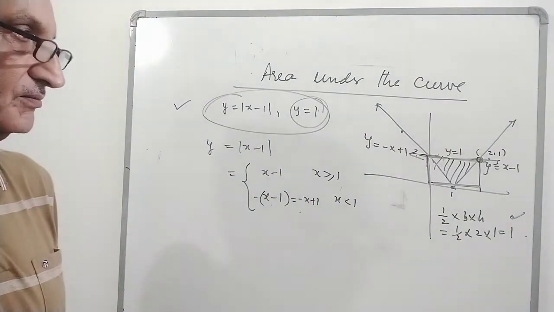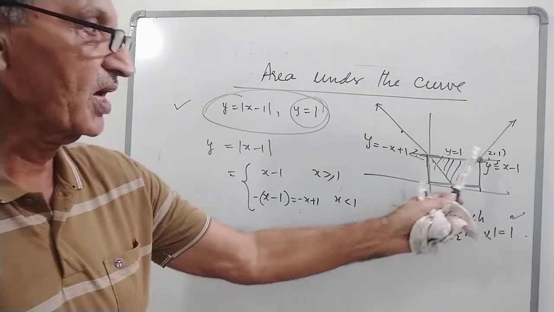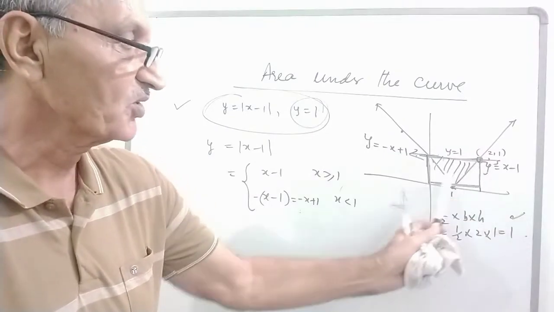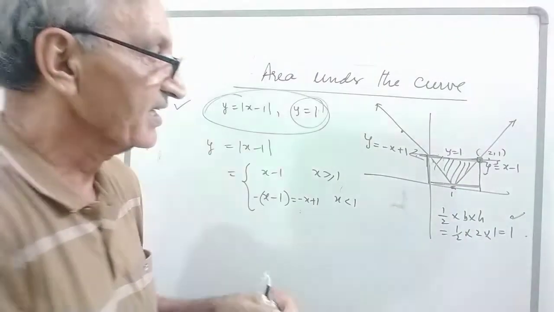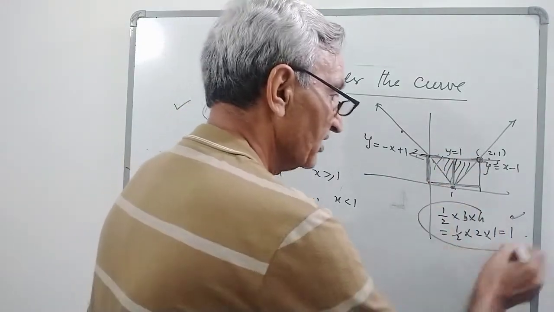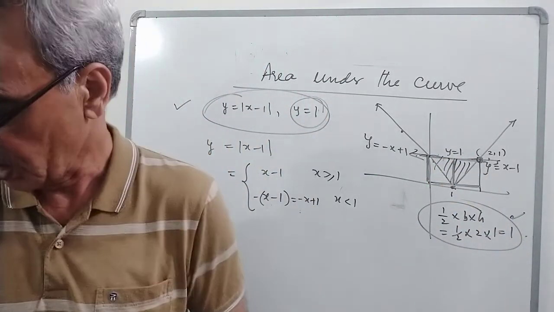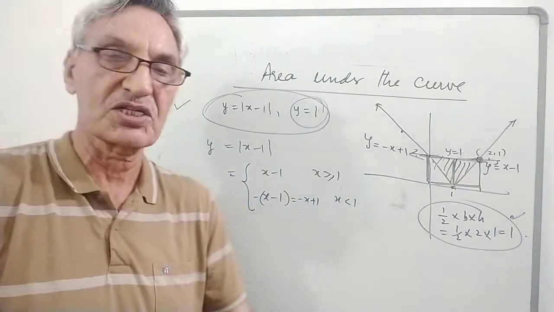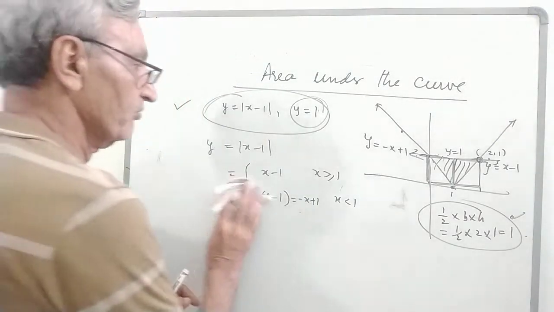Done. Here are the two lines, and here y is equal to 1. I found the base is equal to 2 and the height, which is y is equal to 1, is equal to 1. So applying the basic area formula, there is no need for integration. This question comes like this, so this is my one question.